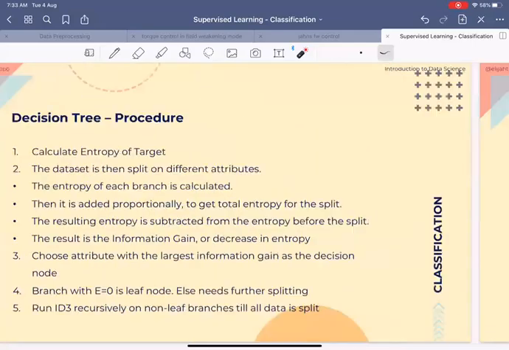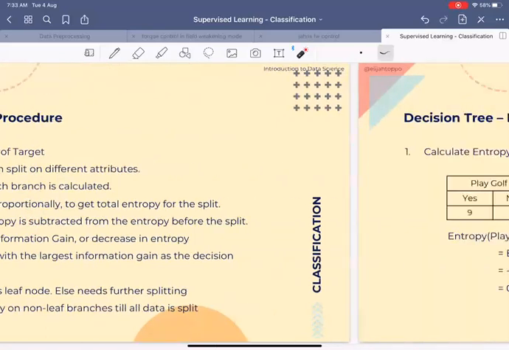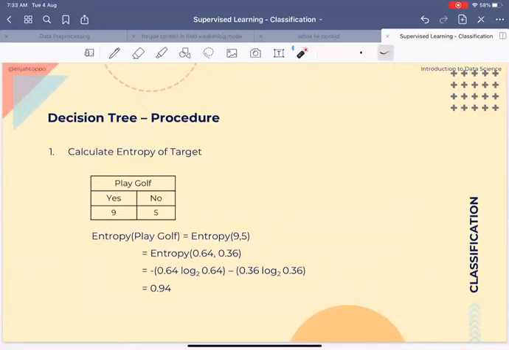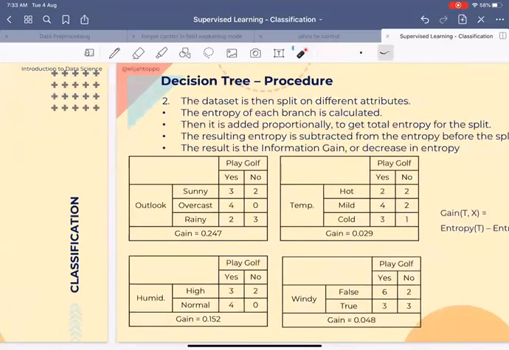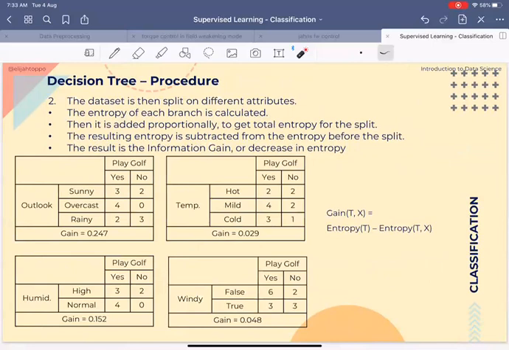So we'll try to follow this procedure for our data, and we'll see how this can be done. First step, calculate the entropy of the target. We say play golf, yes or no, 9.5, and we calculate the entropy, something that we saw earlier. We say that the entropy is 0.94. Going ahead, now we will split the data for each of the attributes.